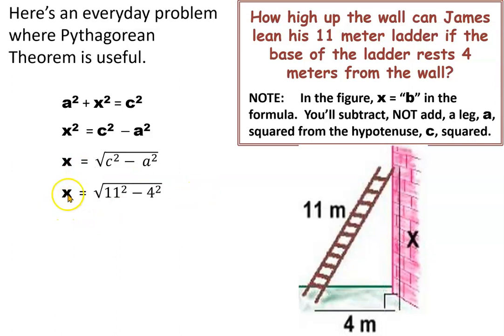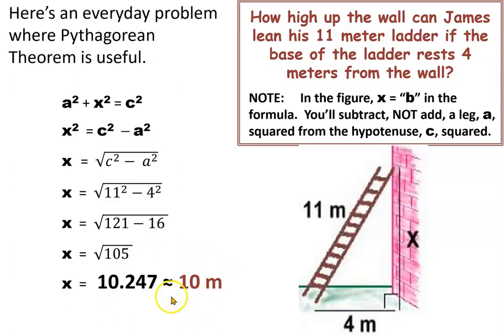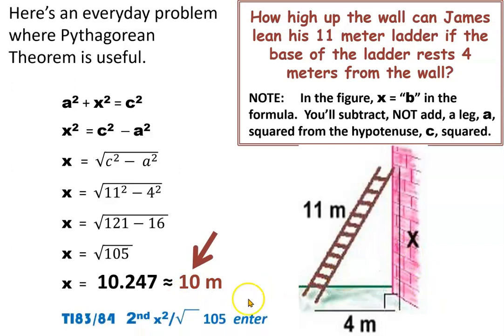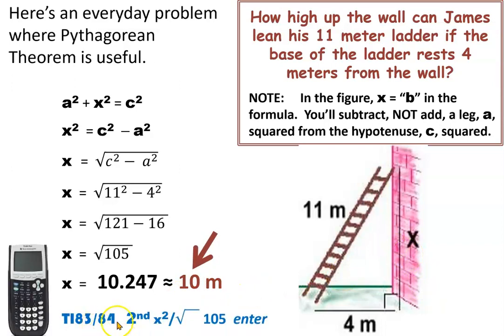Let's substitute. X is unknown. C always is the longest side, so 11 squared, 11 times 11, 121, minus, because we're subtracting the leg off, 4 squared is 4 times 4 is 16. They subtract to 105. Now to find the square root, the answer is 10.247, which rounds to 10 meters. Since in this case 10 is good enough, we definitely want to use our TI-83/84. So we press the second key, x squared, 105, and you'll get 10.247 and a lot more numbers. I rounded it to 10.